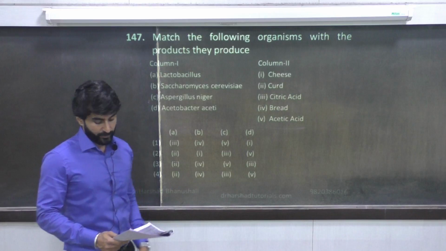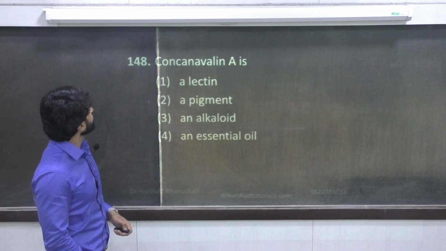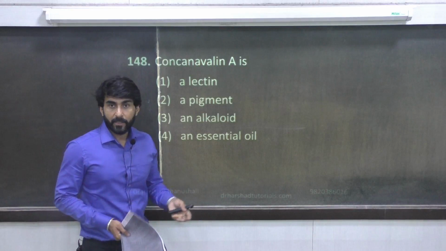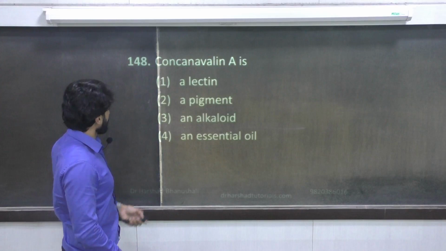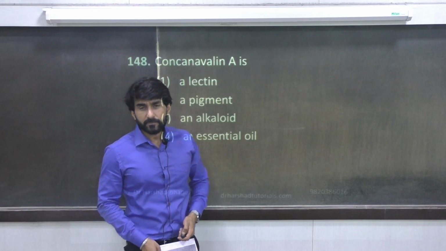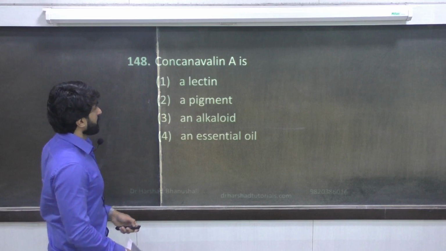Straightforward but long. Concanavalin A. If you know this, it is given in your biochemistry chapter: it is a lectin. Again, a straightforward question. It comes under secondary metabolites, as a paragraph in your biochemistry chapter. So concanavalin A is a lectin. So the 148 answer would be 1.